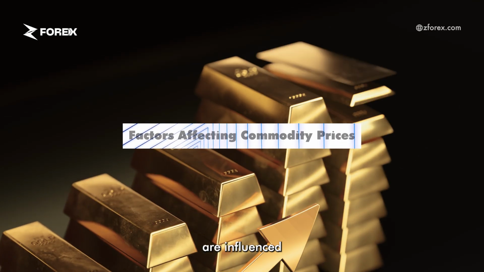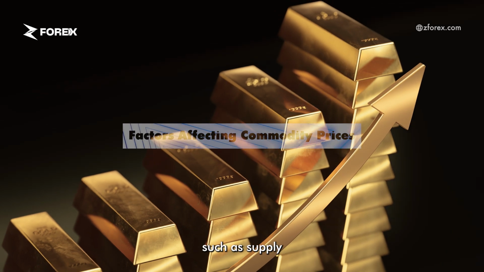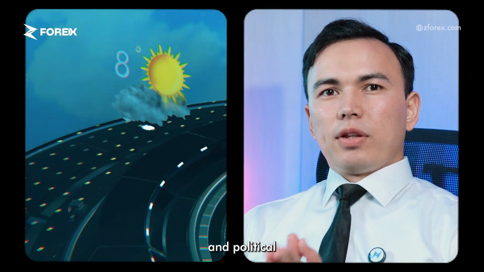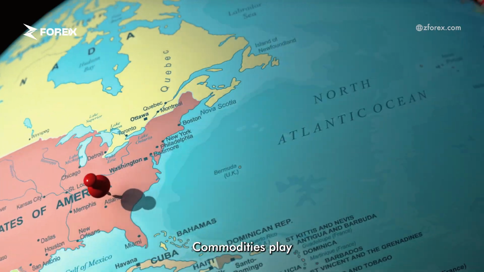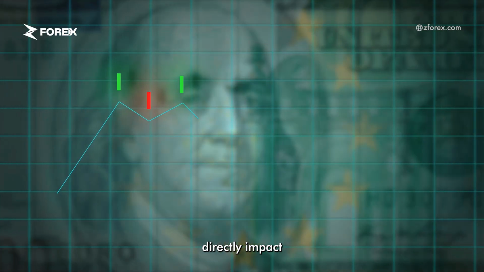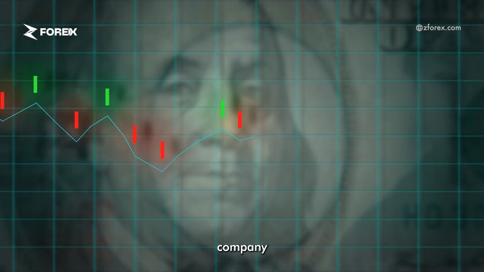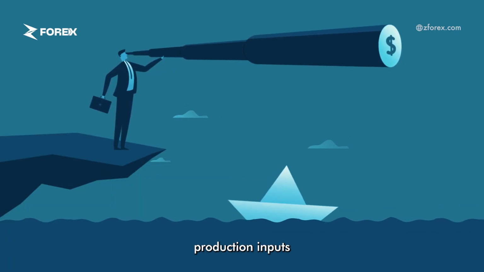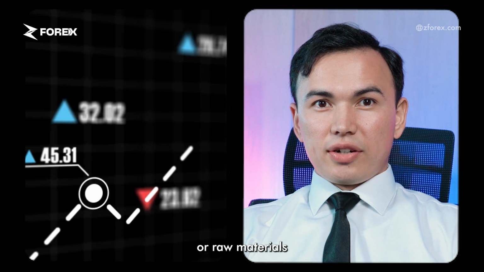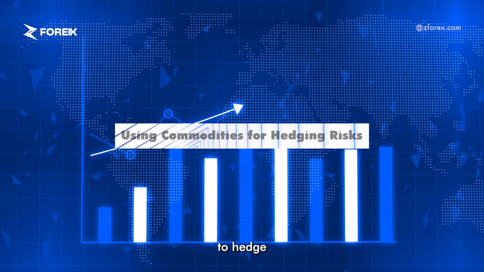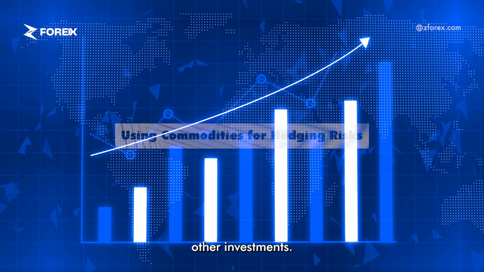Commodity prices are influenced by various factors such as supply and demand, global events like weather and political instability, and production costs. Commodities play an important role in the global economy. They can directly impact inflation rates, company performances, and the overall economic health, as they are production inputs or raw materials for many industries. Commodities can also be used to hedge against risk in the other investments.